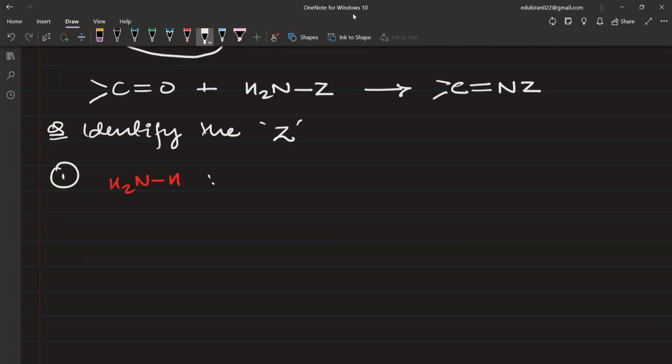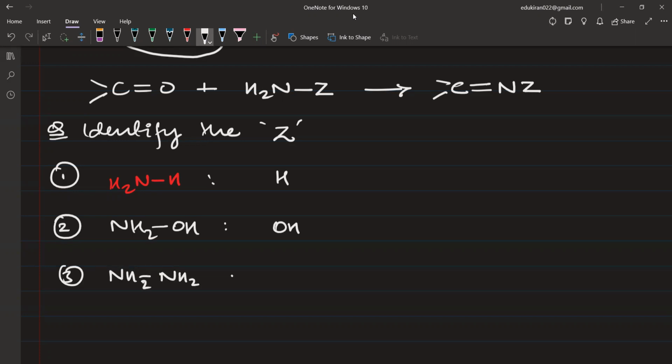ठीक है, तो इस फॉर्मेट में सोचने की कोशिश कीजिए. What is the Z here? The Z is hydrogen here. Right, the second one. What is the Z here? OH. What is the Z here? NH2.